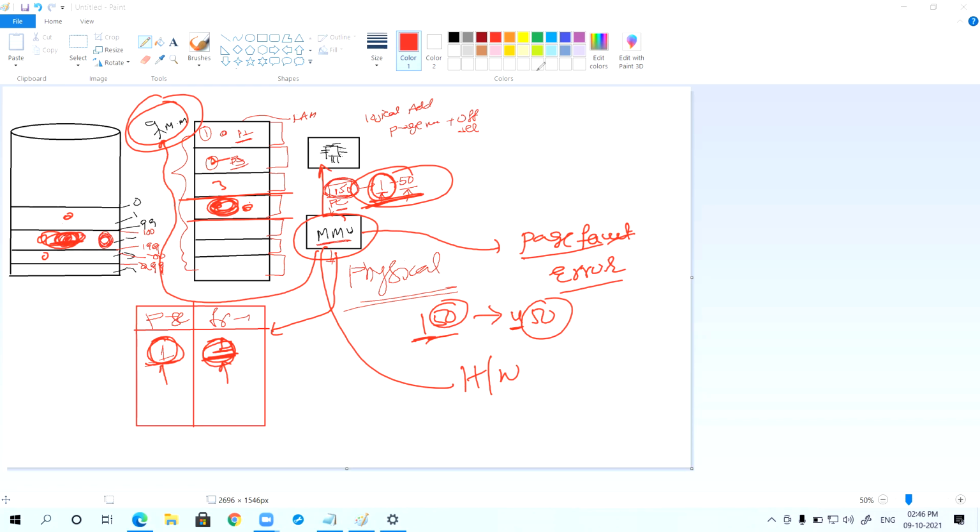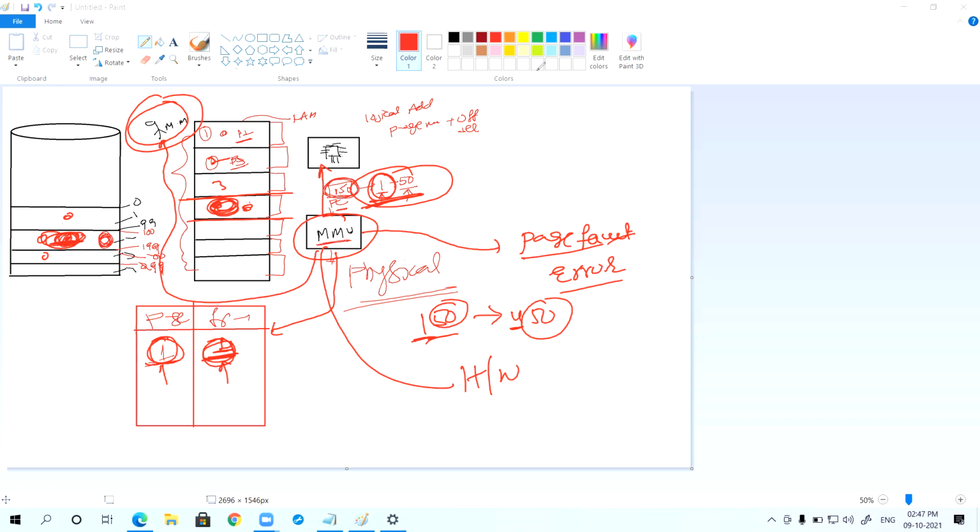Whatever logical address the MMU gets, it divides into two parts: a page number and an offset. After dividing that, the MMU will check the page table. Is that page already available or not? If not available, what happens? A page fault occurs. When the page fault occurs, demand paging happens.